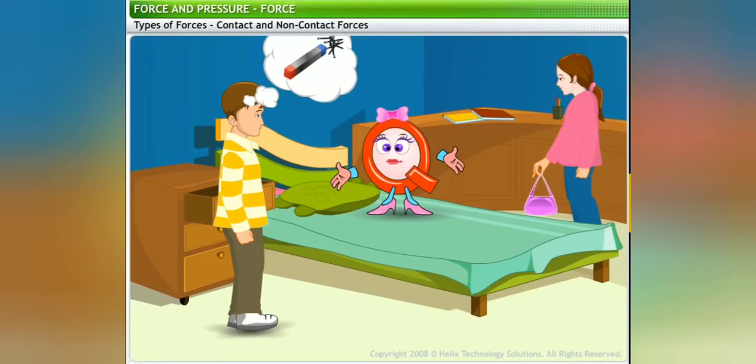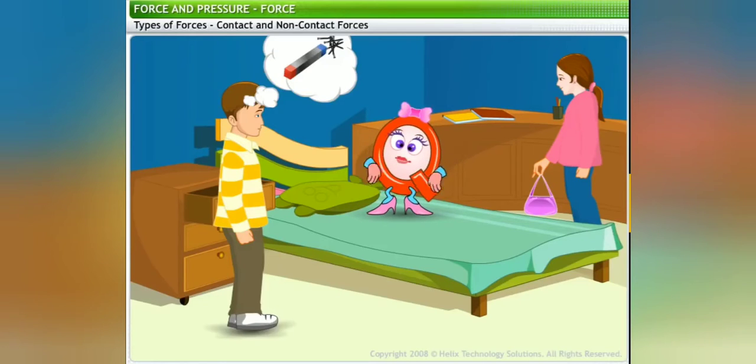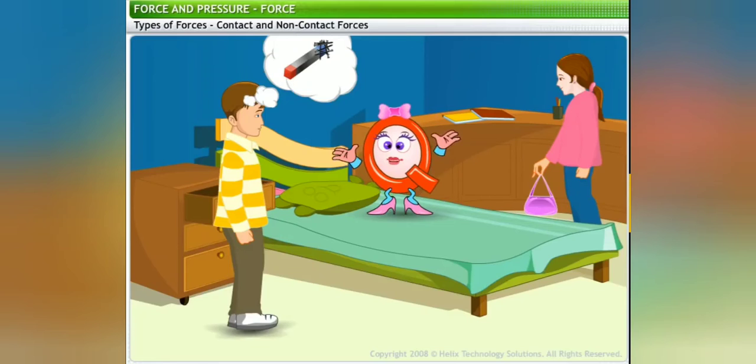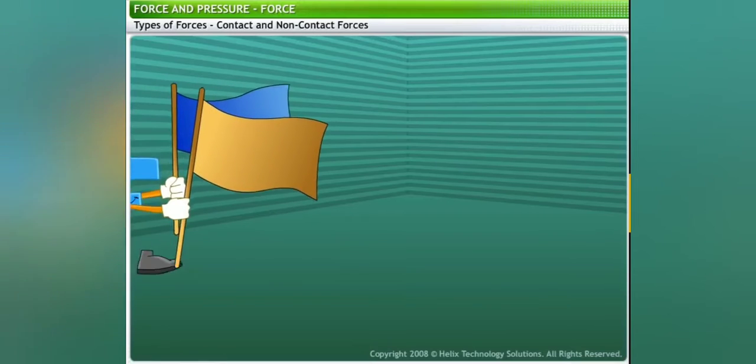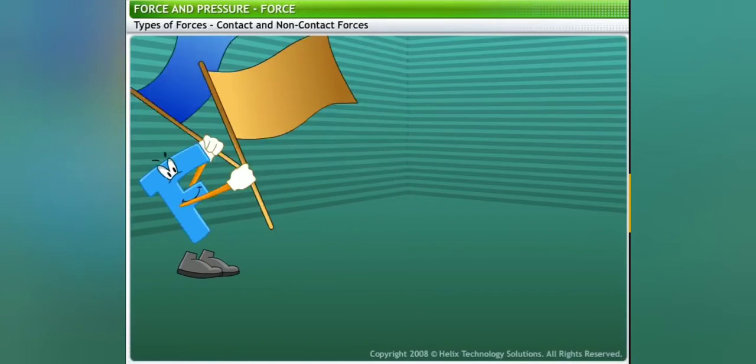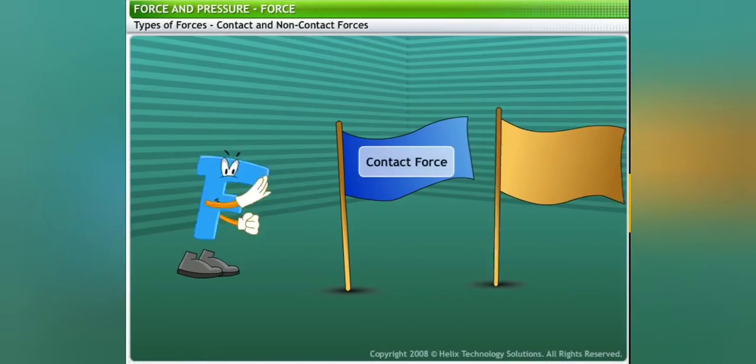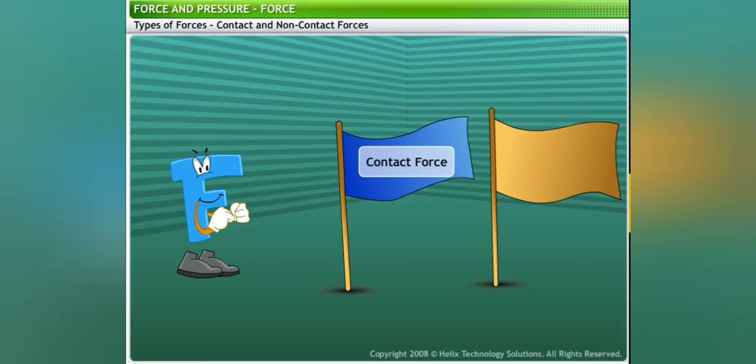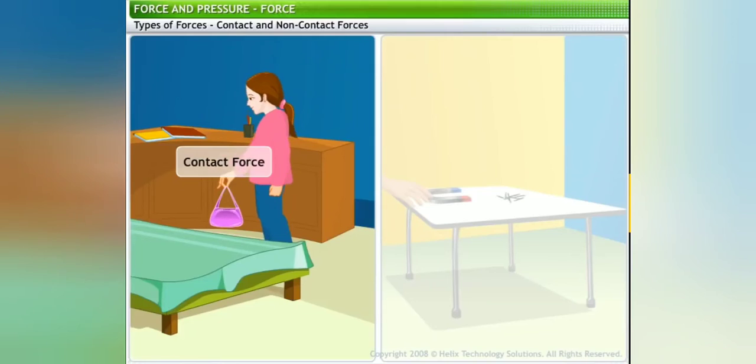It's a magnet you are talking about. You got it. A magnet can attract a nail towards itself without even touching it, right? Hence, we can classify forces as contact forces or non-contact forces. A contact force is a force between two objects that are in contact with each other.